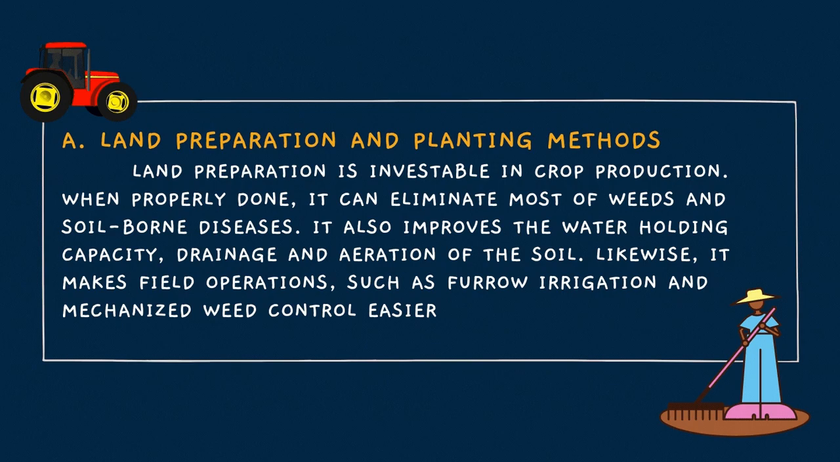Land preparation and planting methods. Land preparation is invaluable in crop production. When properly done, it can eliminate most of the weeds and soil-borne diseases. It also improves the water holding capacity, drainage, and aeration of the soil. Likewise, it makes field operations such as furrow irrigation and mechanized weed control easier.